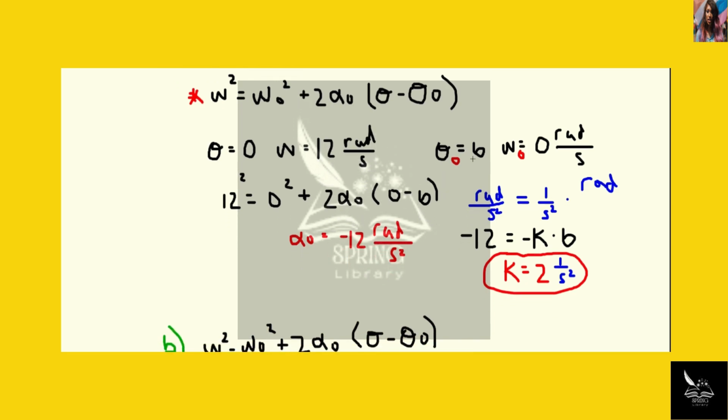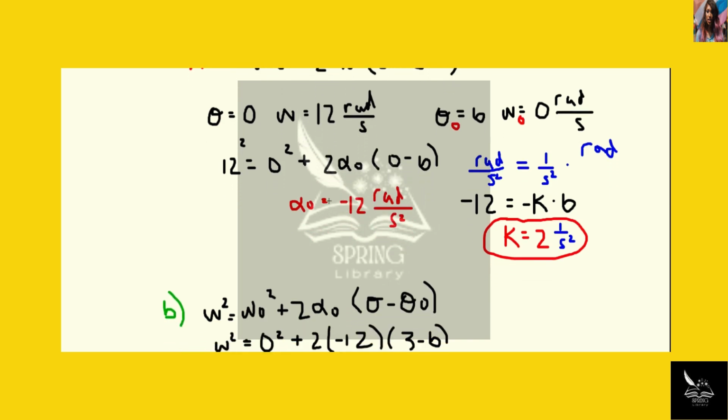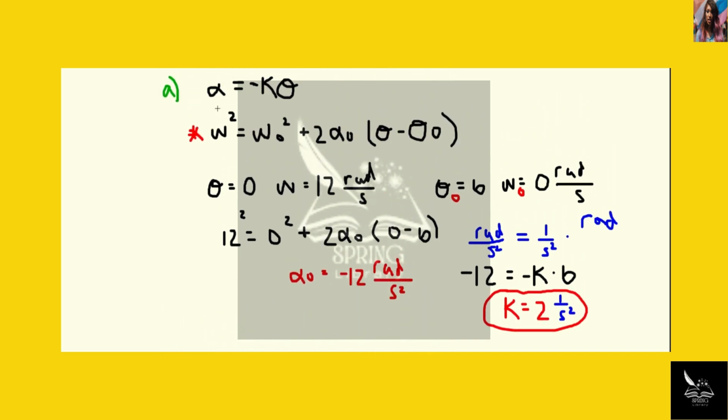Basically, from the information we were given, we can deduce that when omega is equal to 0, that is our initial angular velocity. Therefore, our initial angular displacement is going to be 6. Now I just plugged all of these values into this equation. We have omega is 12, the initial omega is 0, theta is 0, and our initial theta is 6. When we do that, we get that our alpha is equal to negative 12 rads per second squared. So now we want to take this answer and plug it back into this initial equation.